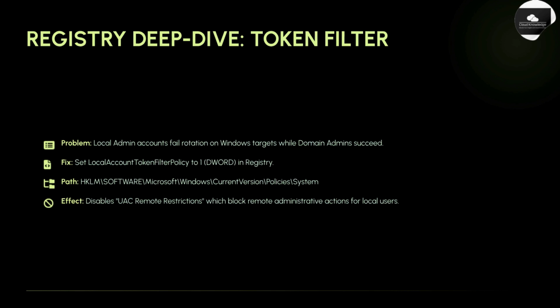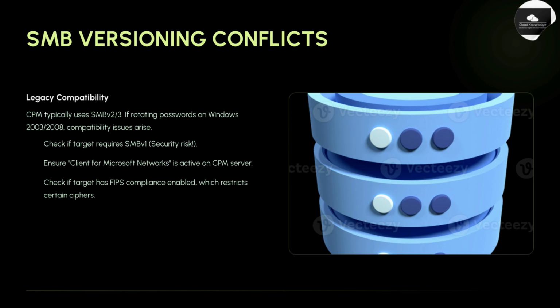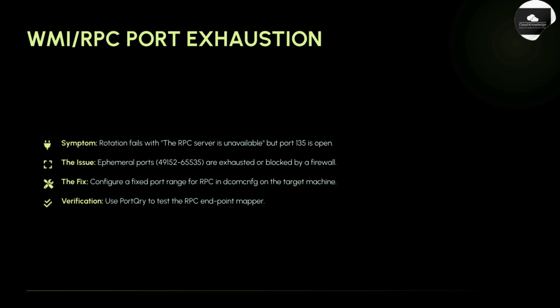If local admin accounts fail rotation on Windows targets, the registry deep dive fix is to set local account token filter policy to 1. This disables UAC remote restrictions, blocking administrative actions for local users. SMB versioning conflicts can occur when rotating passwords on older Windows versions. Ensure compatibility. Check for the need for SMBv1 and confirm client for Microsoft Networks is active on the CPM server.